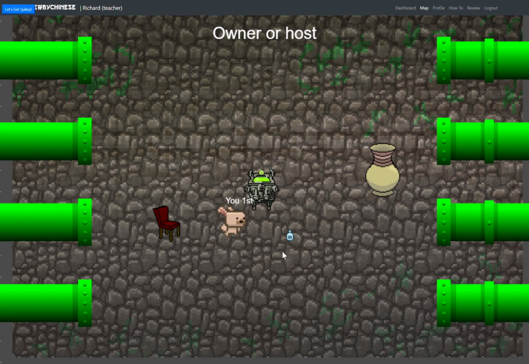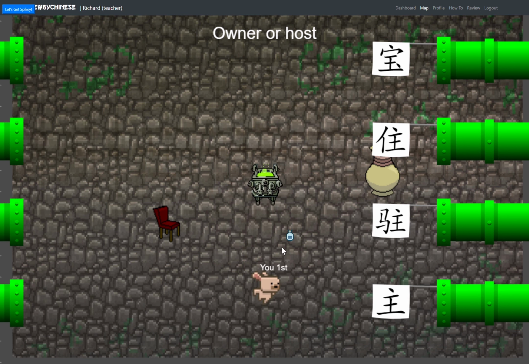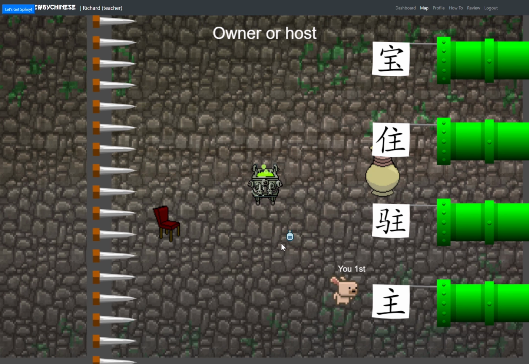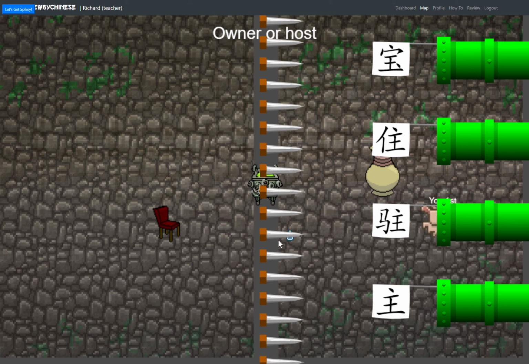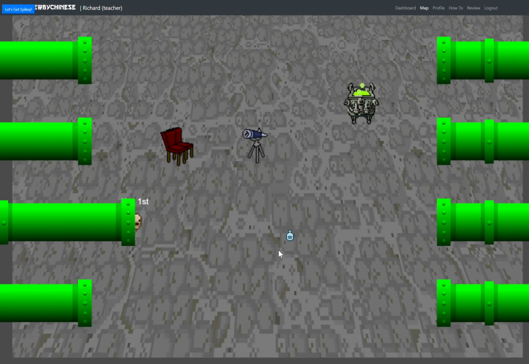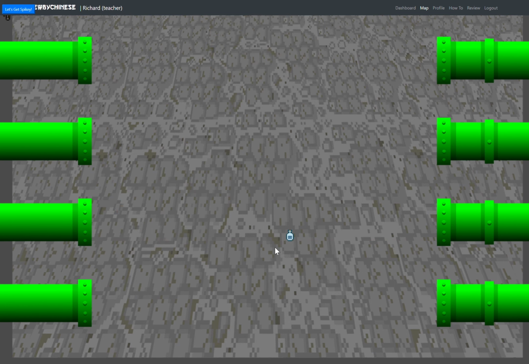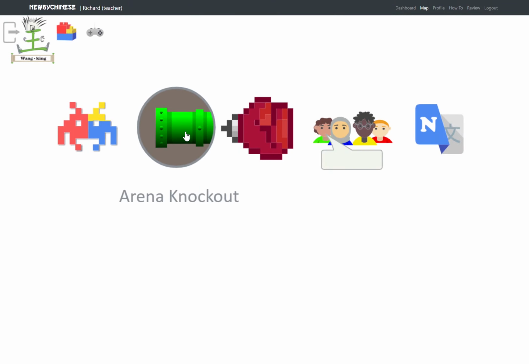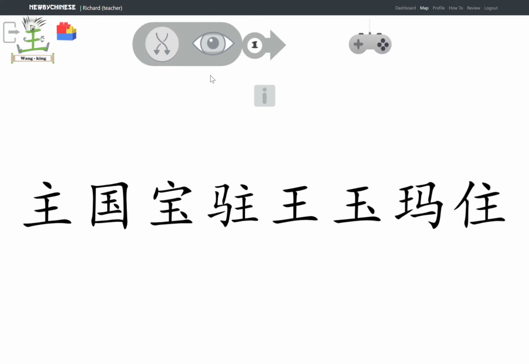Owner or host? Now they should have that. Oh yeah, okay, cool. Now we're just going to go wrong to see what happens. Let's run in here. Owner or host. Uh-oh, I got the wrong pipe. Dead. So this is an excellent game for now stress testing their knowledge based on this lineup of characters.